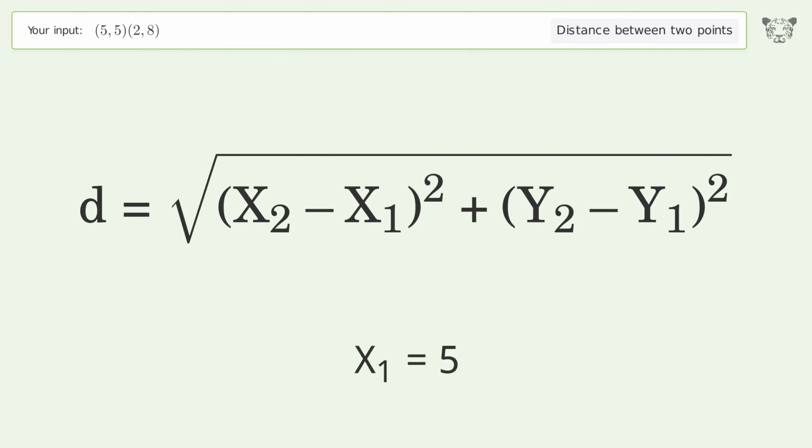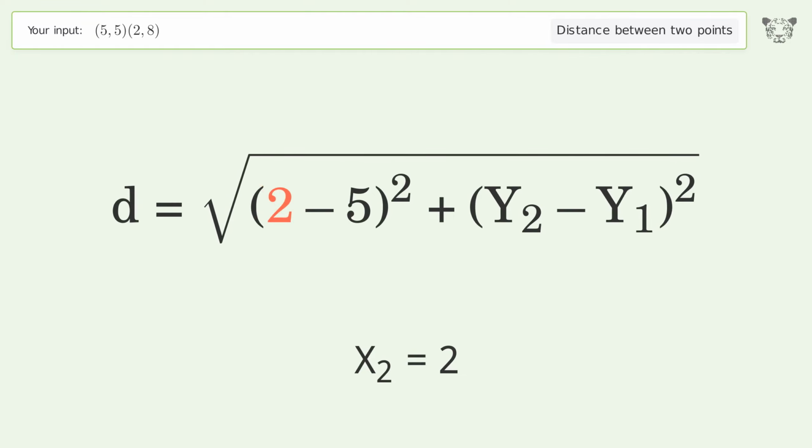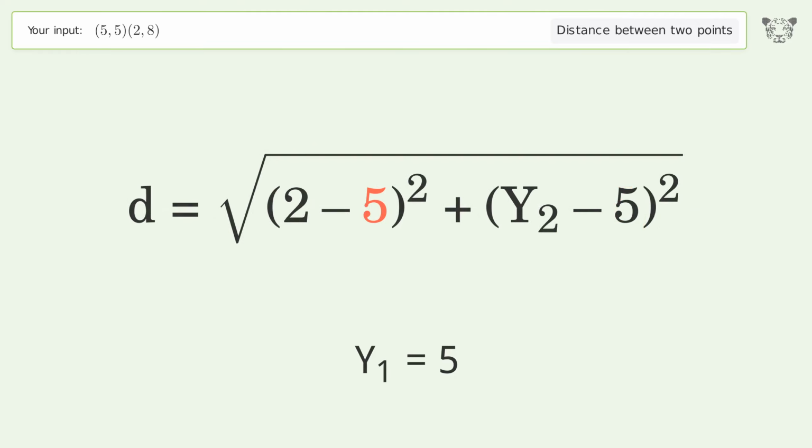x1 equals 5. x2 equals 2. y1 equals 5. y2 equals 8.